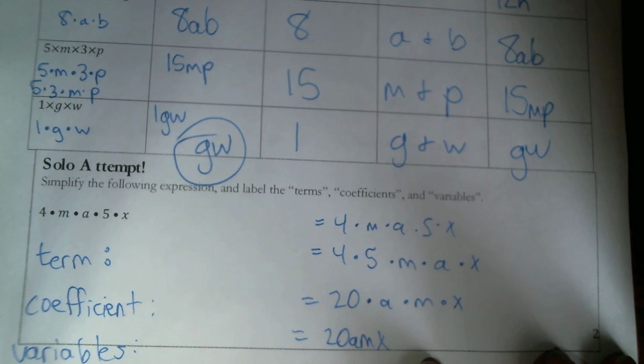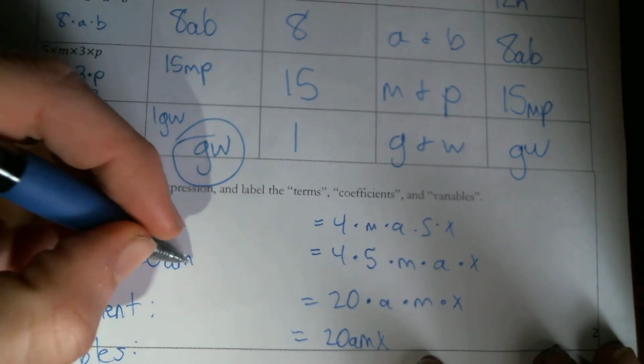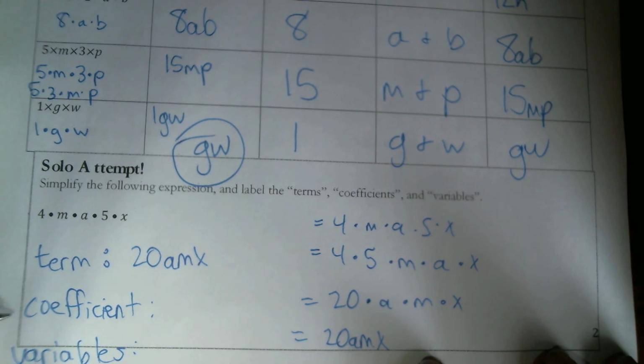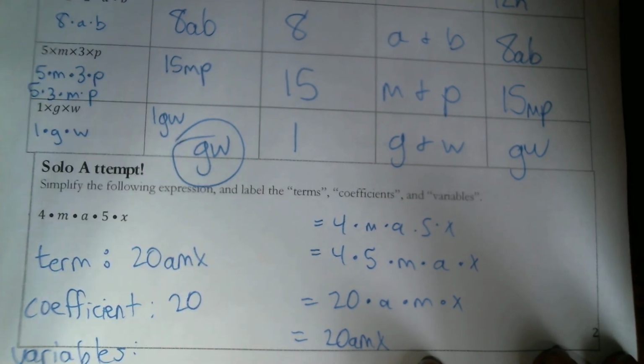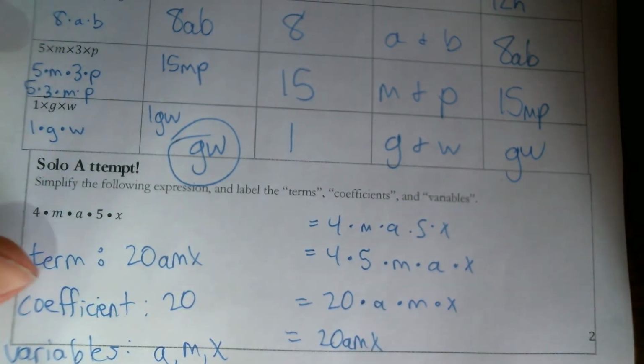20AMX. So here, my whole term, my whole chunk of stuff I'm talking about, is 20AMX. My coefficient is 20. My variables are A, M, and X. I don't know what they're equal to yet.